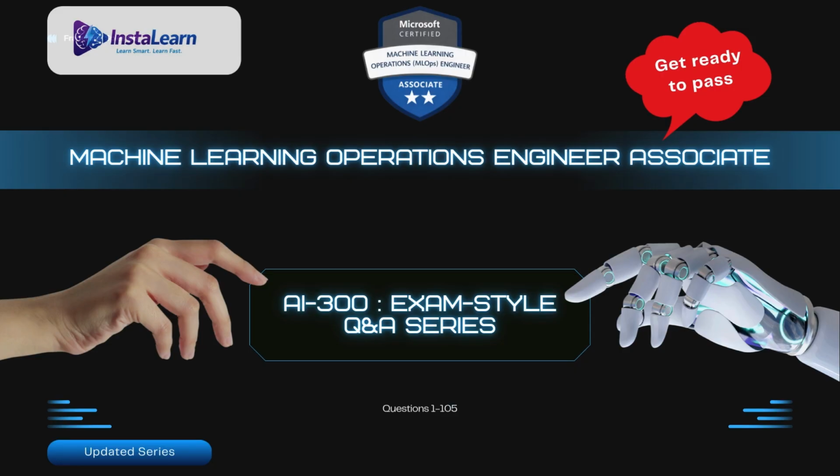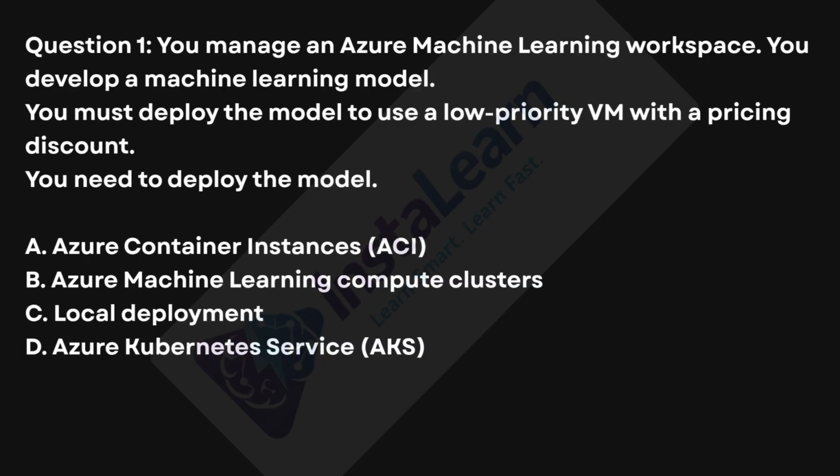Here's question 1. You manage an Azure Machine Learning workspace, and you develop a machine learning model. You must deploy the model using a low-priority VM to take advantage of a pricing discount. Which deployment target should you choose?